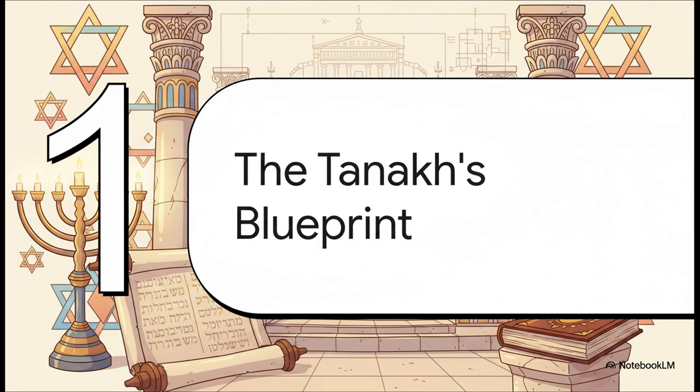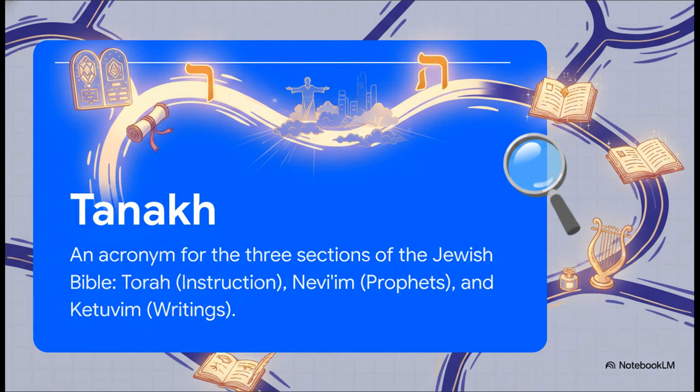Let's explore the architecture of the Hebrew Bible, which is known as the Tanakh. The name Tanakh isn't just some random word. It's actually a map. It's an acronym, a word made from the first letters of its three major sections: T for Torah, N for Nevi'im, and K for Ketuvim. And this structure isn't just for organizing things. It's deeply theological. Each part plays a very specific role in telling the grand story.